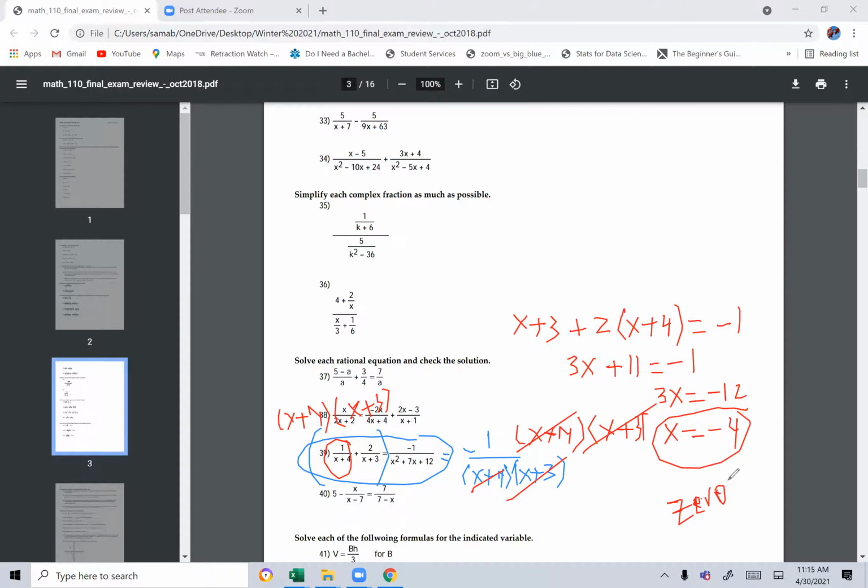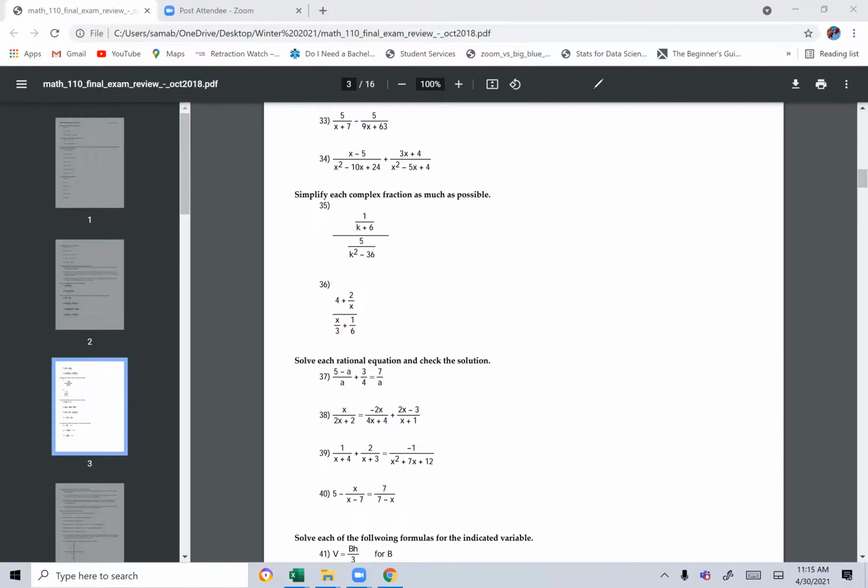Okay, let me tell you why. Negative. If you plug in the -4 in the denominator right here, let me just clear everything. If you could plug in -4 here, guys, what would you get? What's -4 plus 4? 0. You cannot have a 0 in the denominator.